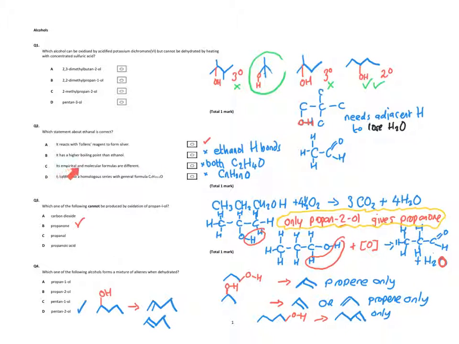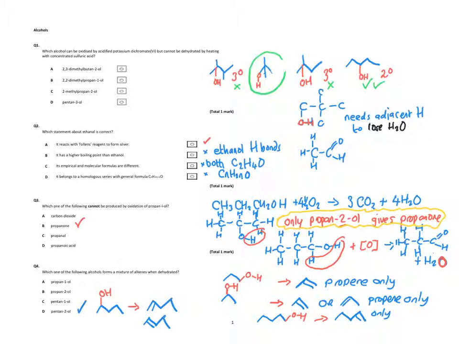Its empirical and molecular formula are different? Well, let's write those out. The simplest formula you can get is C2H4O, and you can't reduce that down to anything simpler, so that is also not correct. And if you look at the homologous series, the general formula of aldehydes, they are all C, so here that's C2H4O. So therefore the general formula is CnH2nO.